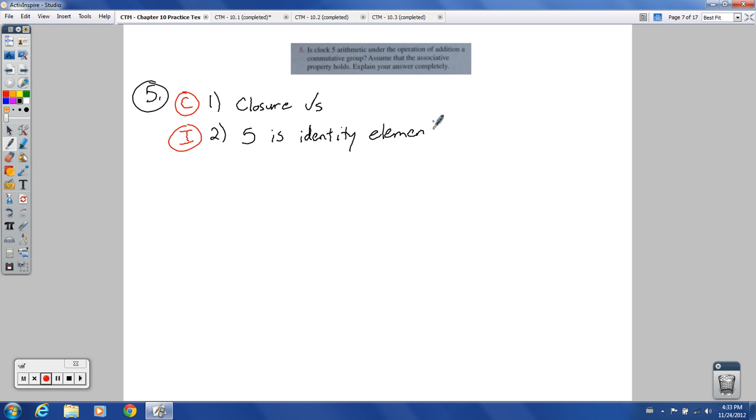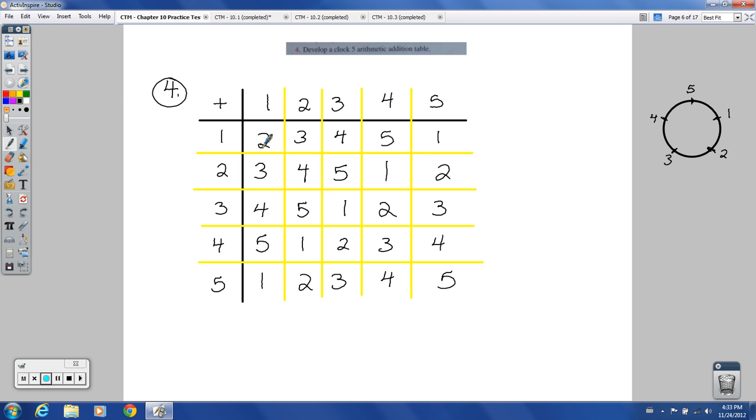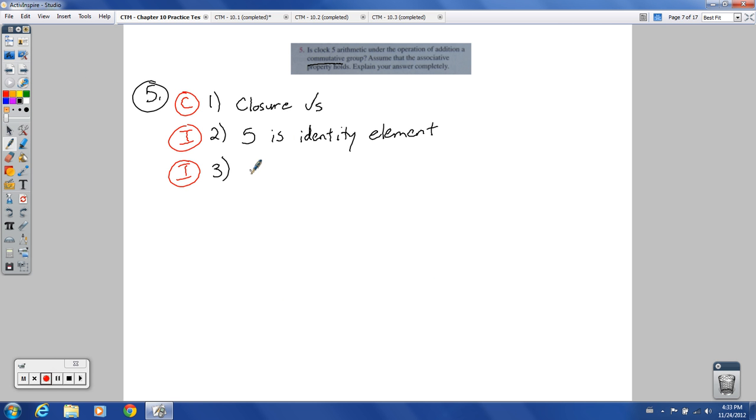And then checking step 3, we're checking if it's a commutative group, so we have to check 5 properties, not just 4. So this is the other one. Does every element have an inverse? Is there something you can add to each number that gets you to 5, to get you to the identity element? So you can say 1 plus 4 is 5, 2 plus 3, 3 plus 2, and 4 plus 1, and then 5 plus itself. So each one has an inverse.